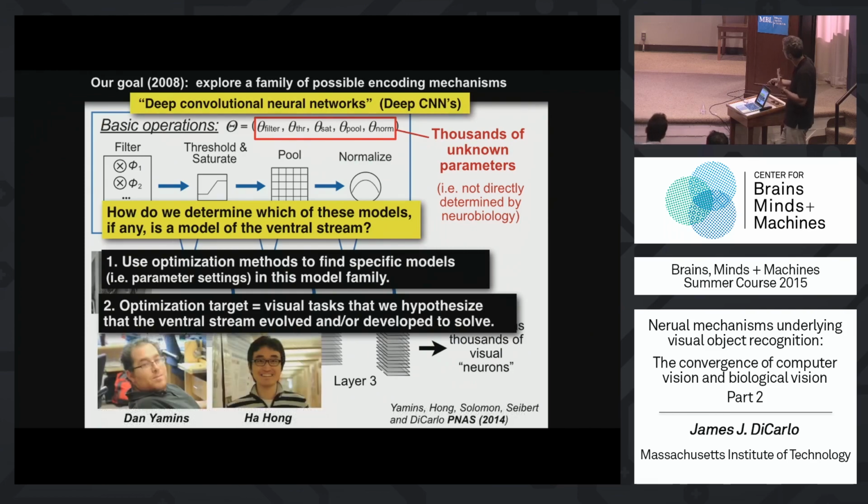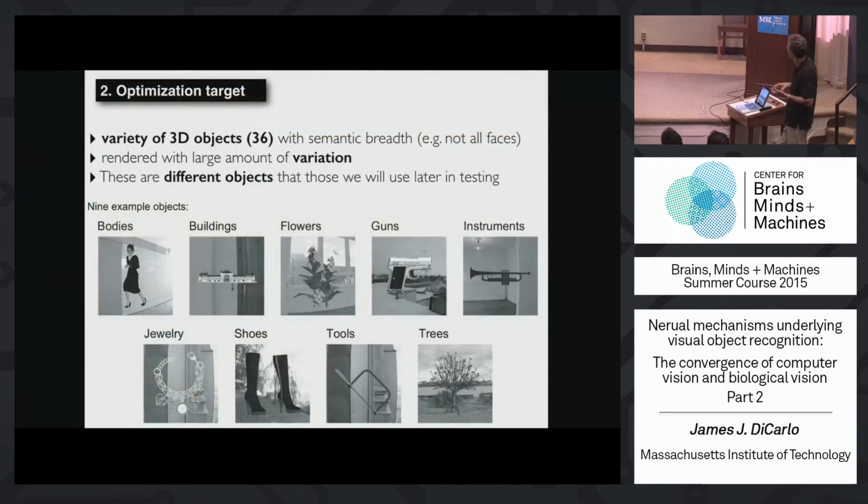And when I say we, this is work by Dan Yamins, a postdoc in the lab, and Ha Hong, a graduate student. And what we did was to just try to simulate, again, as I did earlier, we took these simple 3D objects, we could render them just as before, place them on naturalistic backgrounds, and then we just built models that would try to discriminate bodies from buildings, from flowers, from guns, that would have good feature sets that would discriminate between these things.